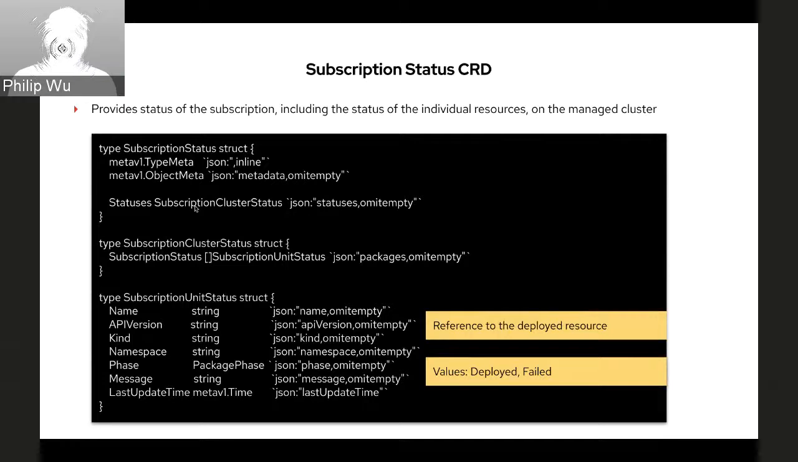It contains just a subscription cluster status, which has just a list of subscription unit statuses. Each of the unit statuses is used to provide the status of a subscription resource. The name, API version, kind, and namespace are the object reference to the resource. The phase is used to provide the status of the resource, and it could have two possible values, deployed or failed. In the case of failure, the error is provided in the message. So it's a very simple structure.